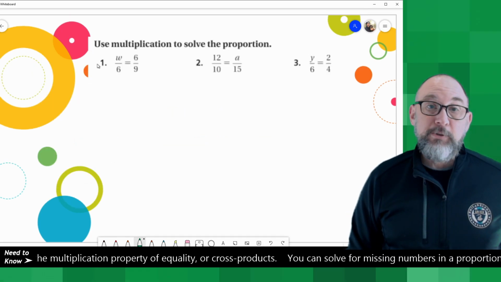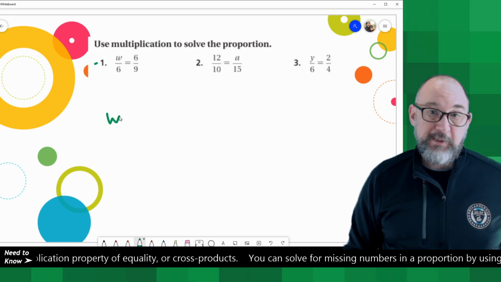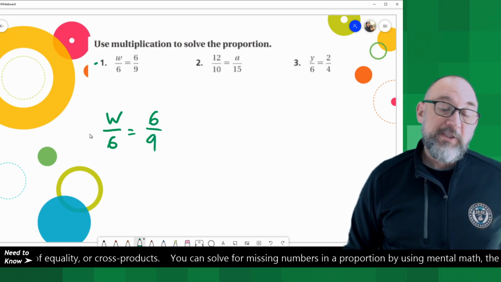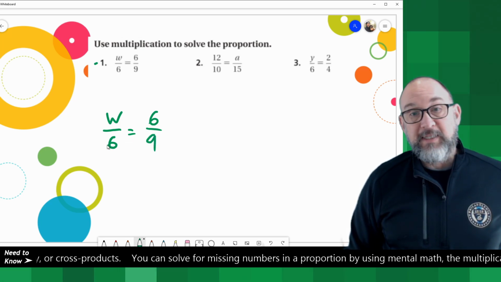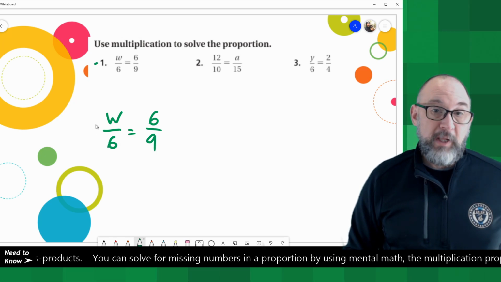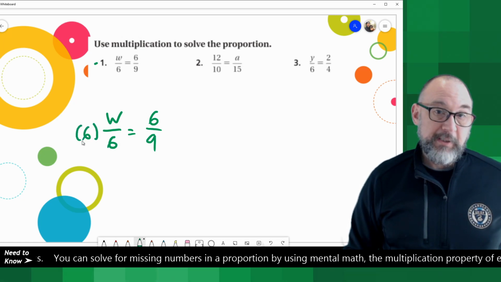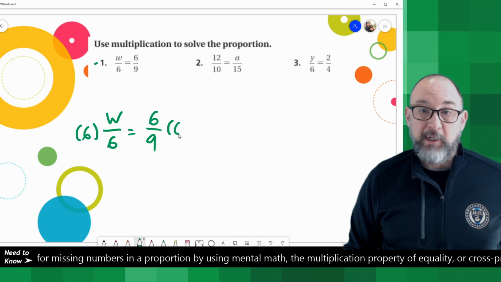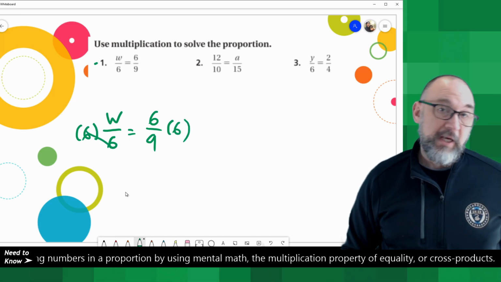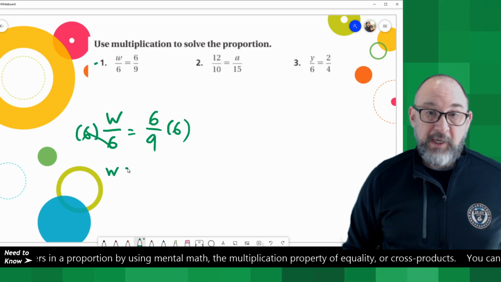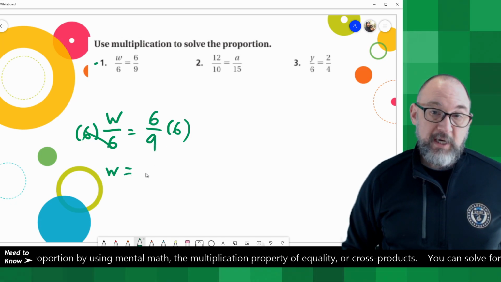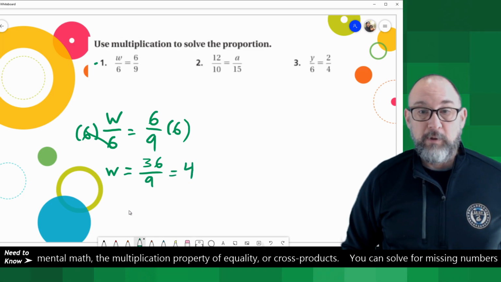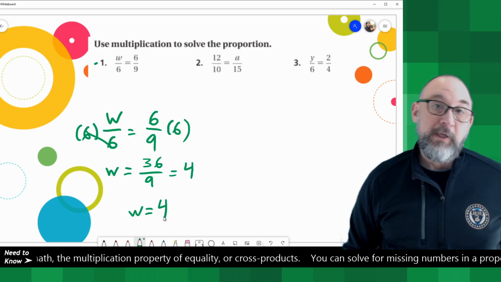Okay, let's try an example. Let's do number 1. So I have w is to 6 as 6 is to 9. My goal is to find the value of w. So I need to get rid of that 6 in the denominator. So I'm going to multiply the left side by 6. And to keep it equal, I'm going to do the same thing on the other side of the equation. So I'm going to multiply the other side times 6 as well. This side cancels out, and I get a w. And 6 over 9 times 6 is 36 over 9, which simplifies to 4. So my solution is w equals 4.